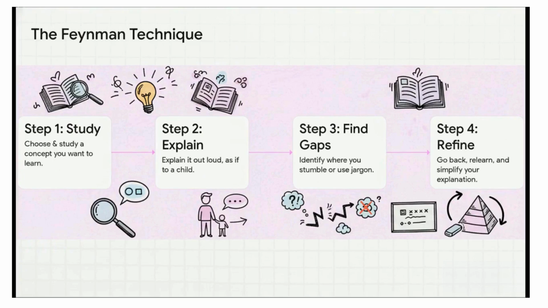Okay, here's the game plan. Step 1, you pick a concept and you study it. Step 2, and this is the big one, you try to explain it like you're talking to a kid. Step 3 is what happens next. You notice all the spots where you get stuck, where you have to use fancy words. And finally, step 4, you go back to the books, fill in those gaps, and then you try explaining it again. Simpler this time. You just repeat that until it's crystal clear.